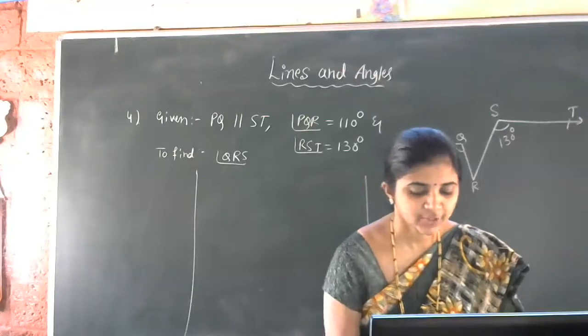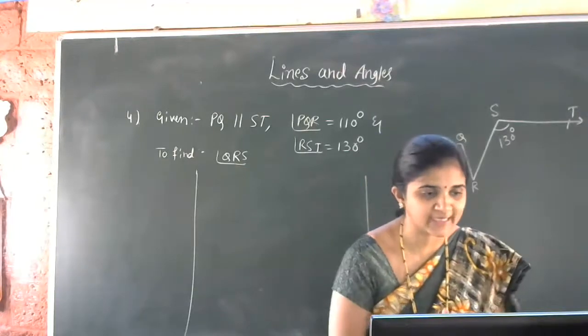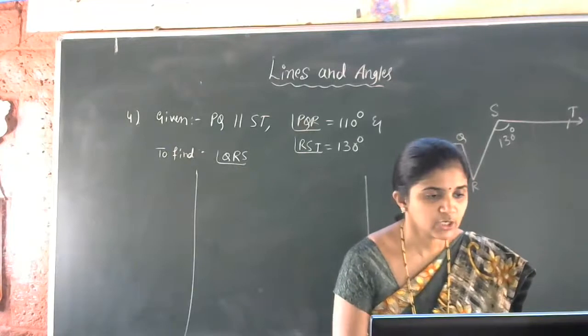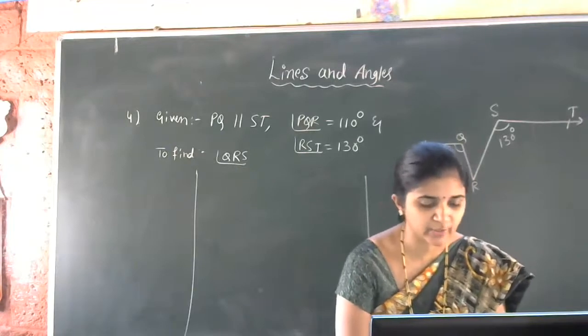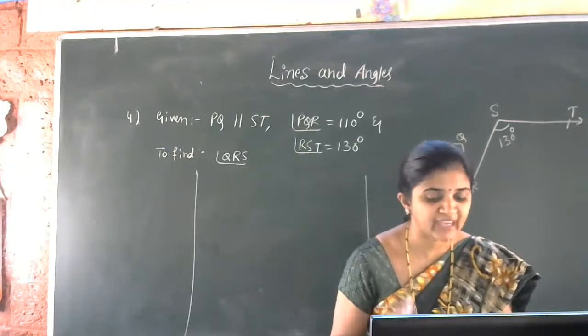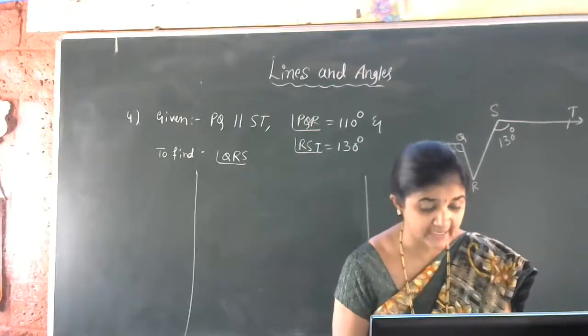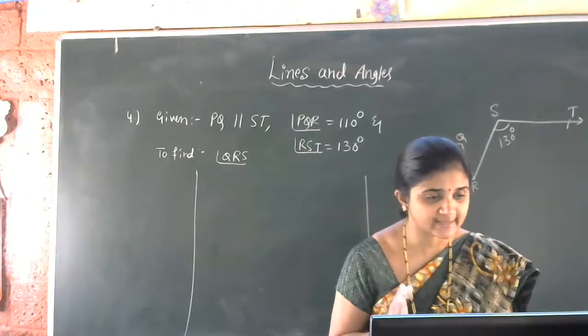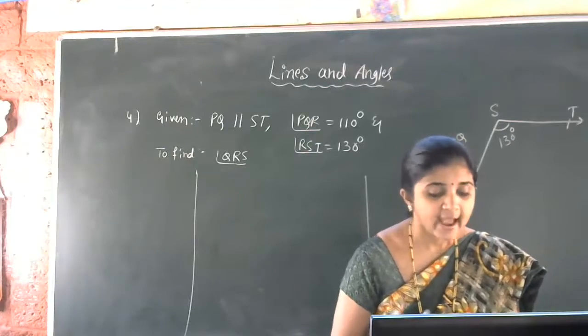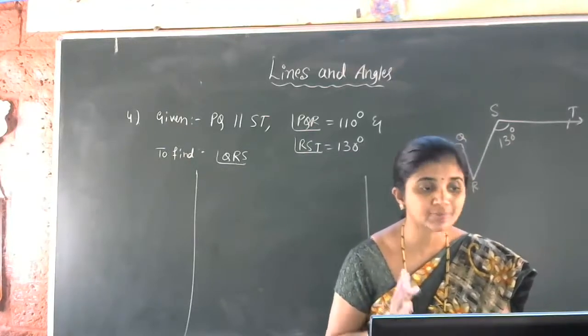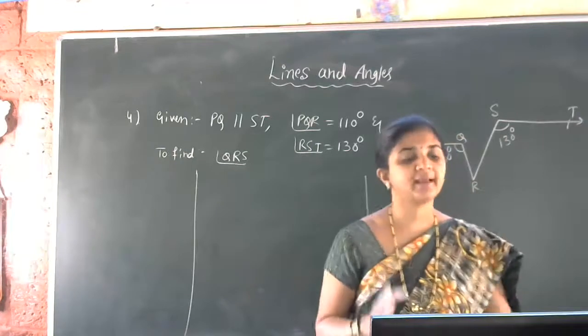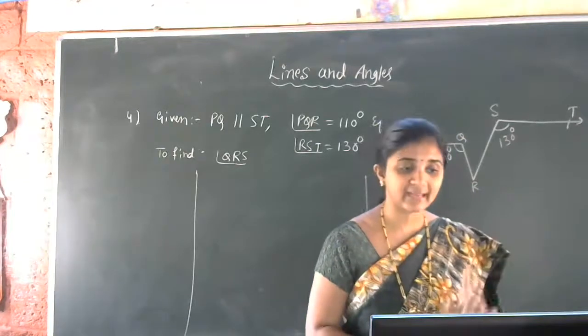Yes, students, we have to discuss the fourth exercise problem. First, let us read out the fourth question. In the figure, if PQ is parallel to ST, angle PQR is equal to 110 degrees and angle RST is equal to 130 degrees, find angle QRS. Only one angle we have to work out.